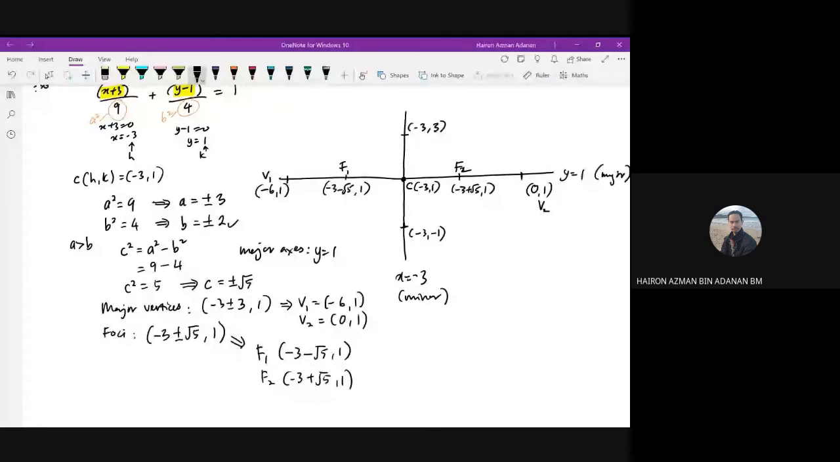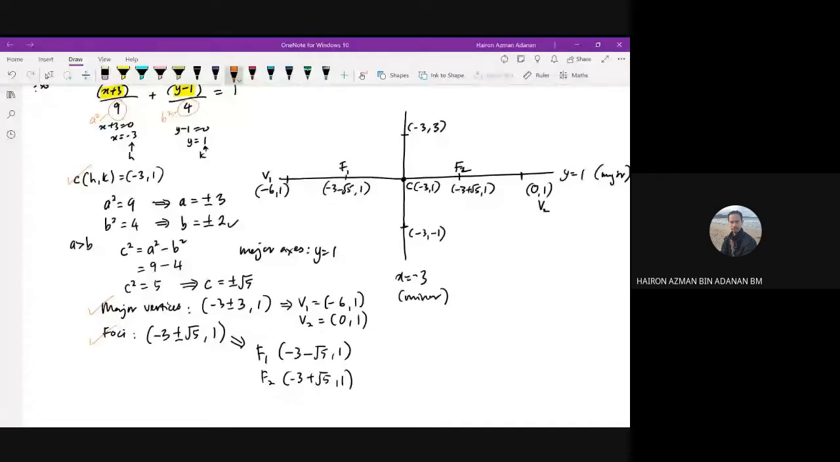Okay, so settle. This is your center. We got the value of center. Major vertices, settle. Foci also settle. Length of radius settle. That's one for extra notes only. Now to sketch the graph.